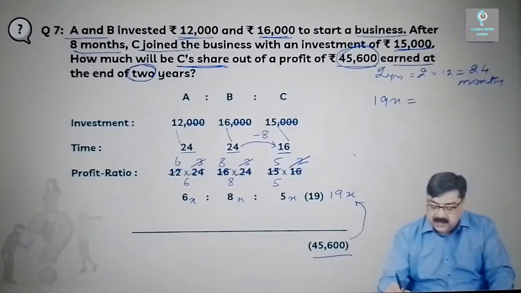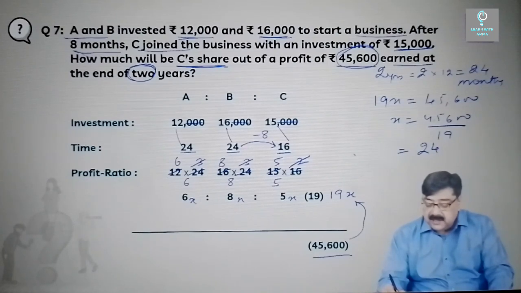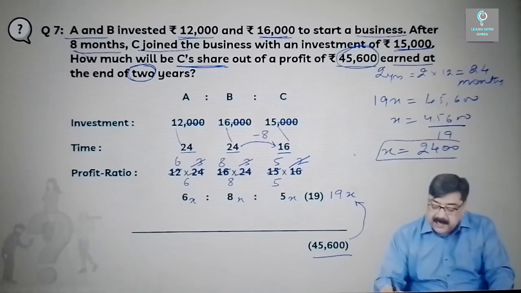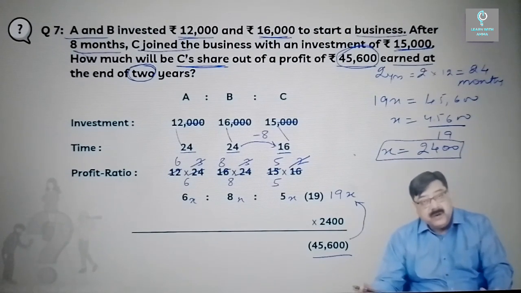So 19x equals 45,600. x is 45,600 by 19. So 19 into 2 is 38, remainder 7, 76. So 19 into 4 is 76, followed by 2 zeros. So you found out the multiplier x to be 2400. So you need to multiply everywhere with 2400.